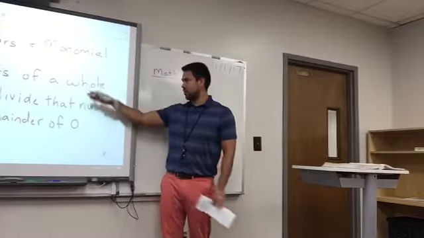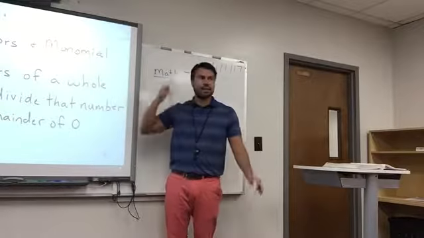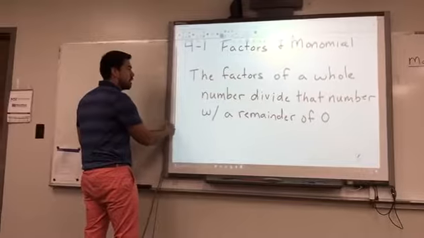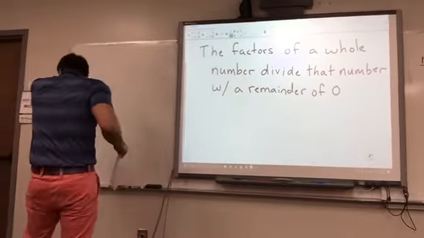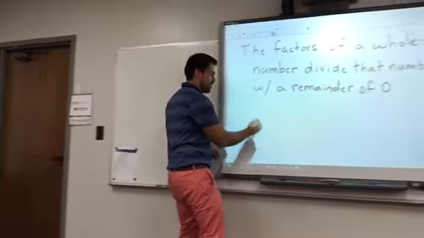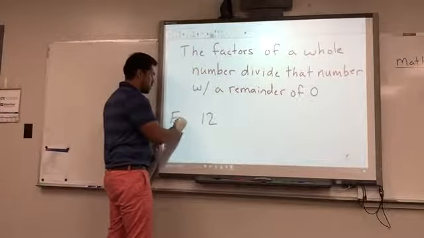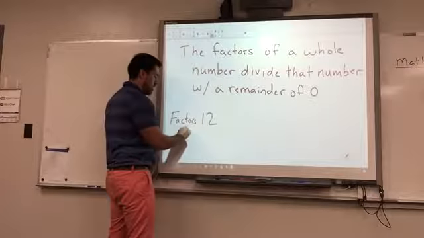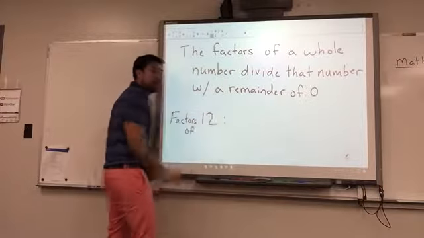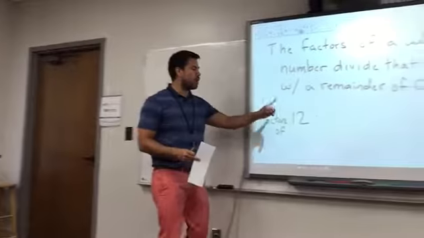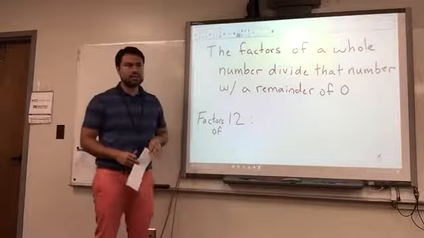Because that's kind of theoretical. Like, yeah, I get that kind of. But let's pick a number. Let's pick the number 12. All right, so 12. What are the factors of 12? What are the factors of 12? So what numbers can go into 12 evenly? Is I guess what I'm asking.